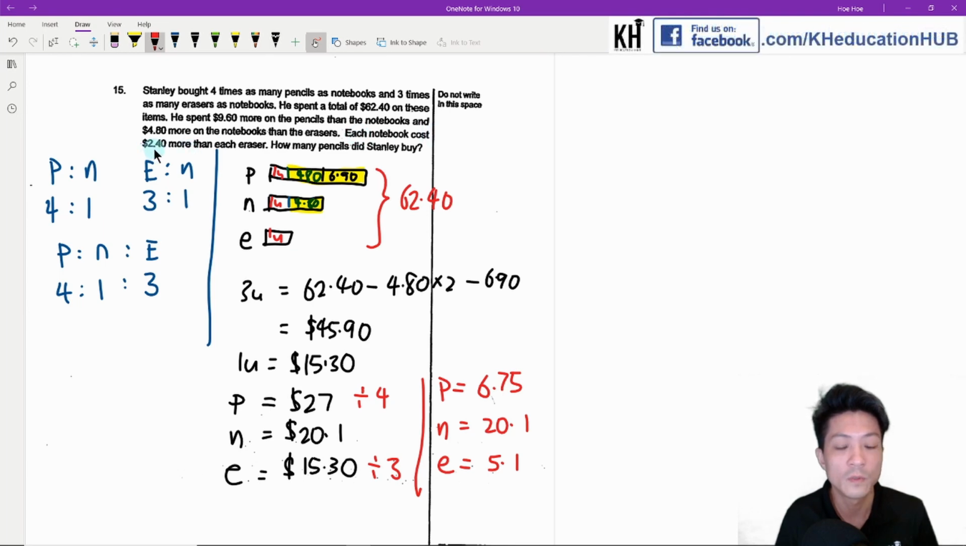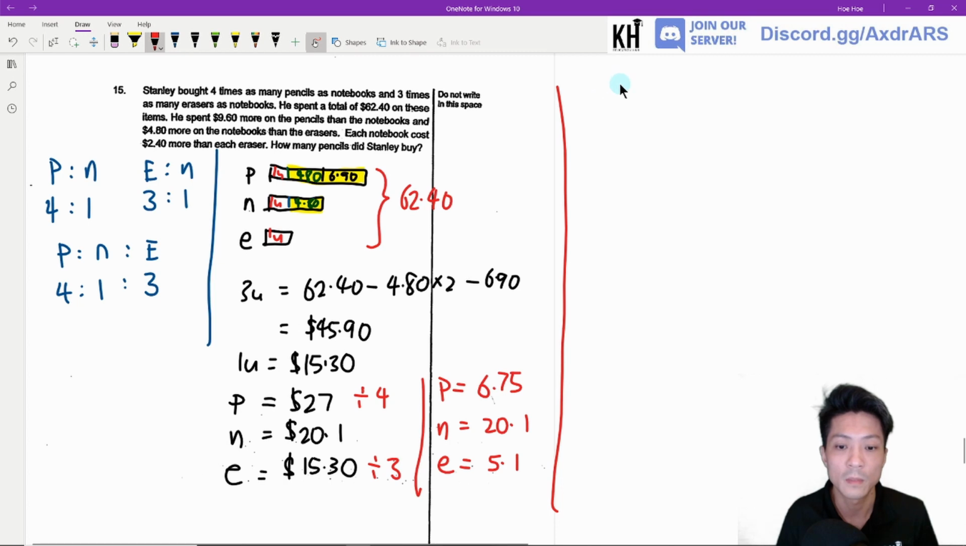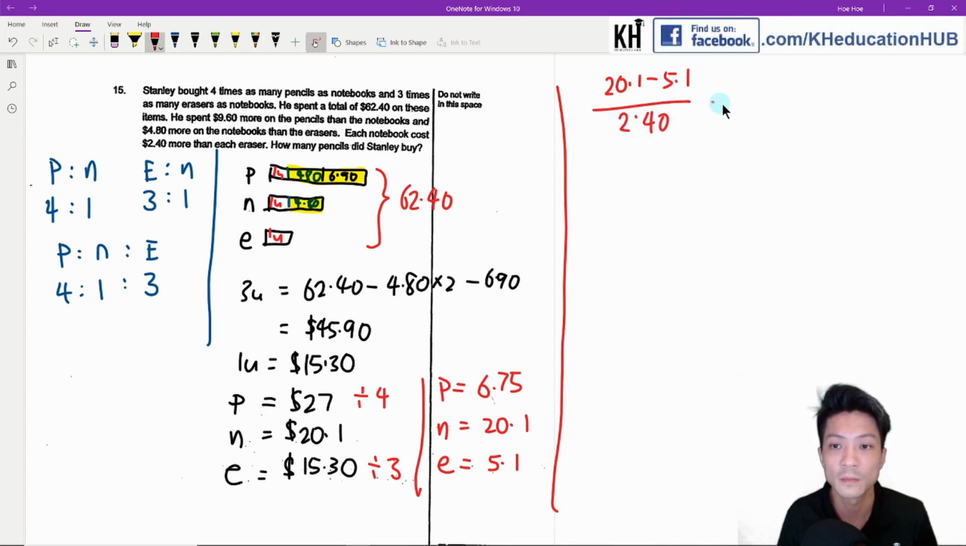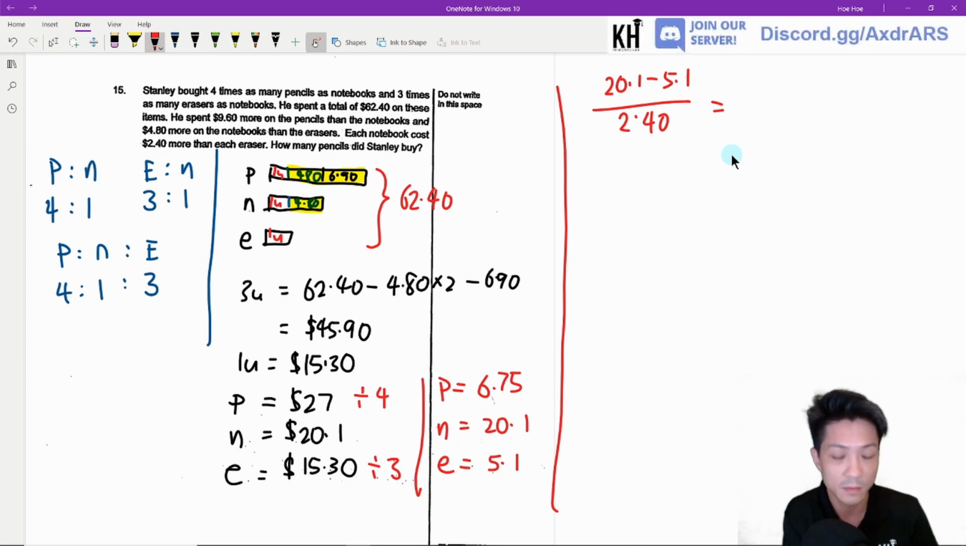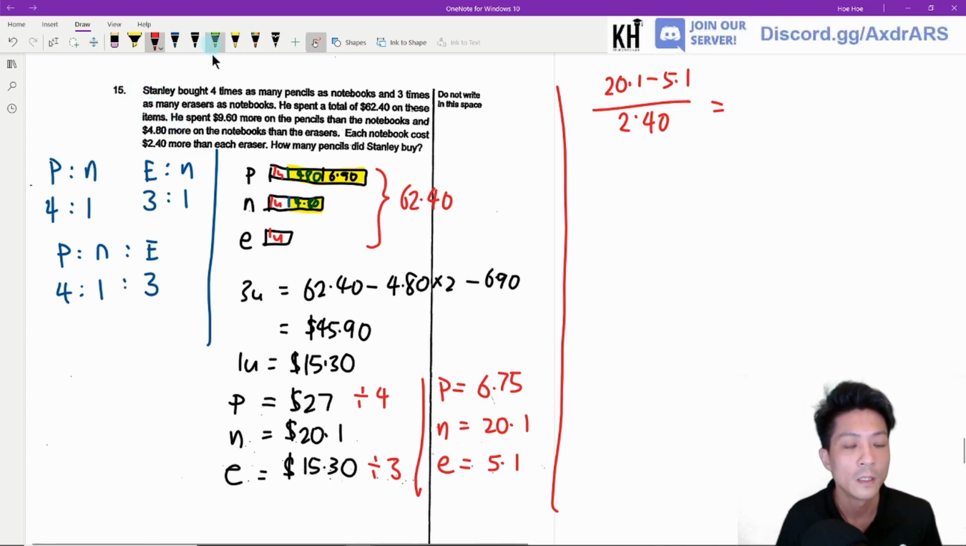Okay, so each notebook costs 2.40 more than the erasers. So if you look at the notebook and the erasers, continue over here. I'm gonna find how many erasers are there. 20.1 minus 5.1 and divide by the 2.40. Okay, 20.1 minus 5.1 divided by 2.4. Okay, something seems to be wrong. Seems like I've made a mistake somewhere. Check through the question again.